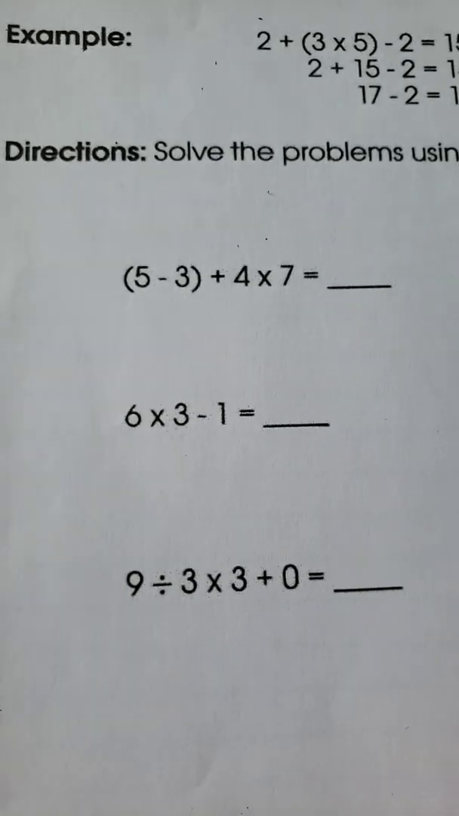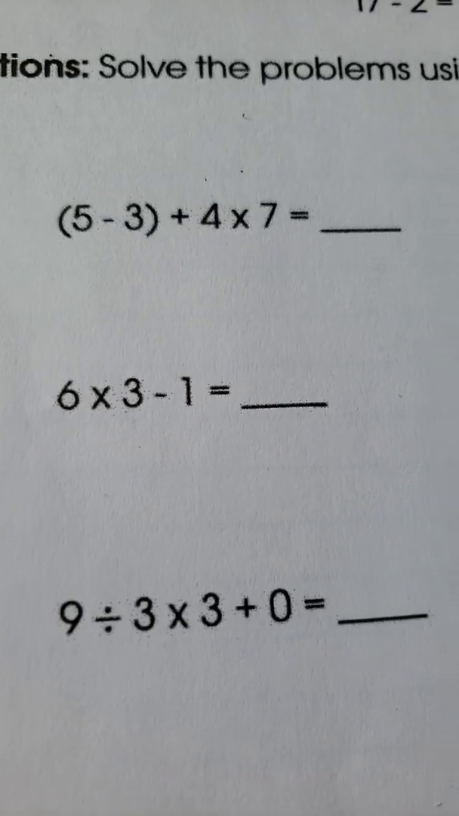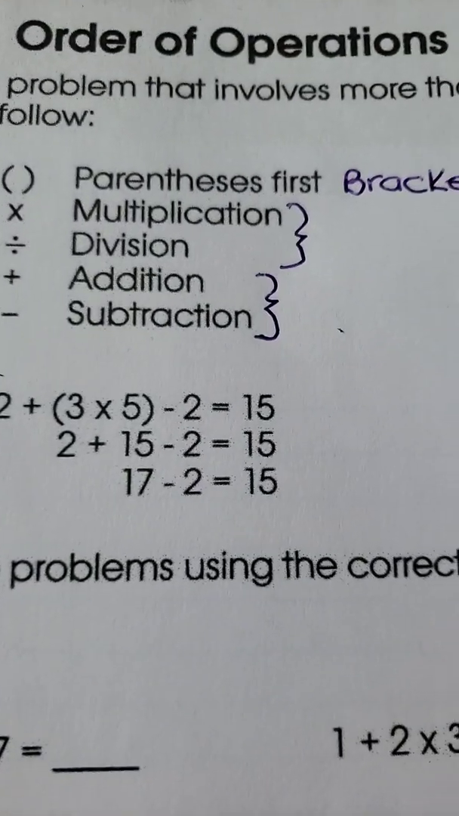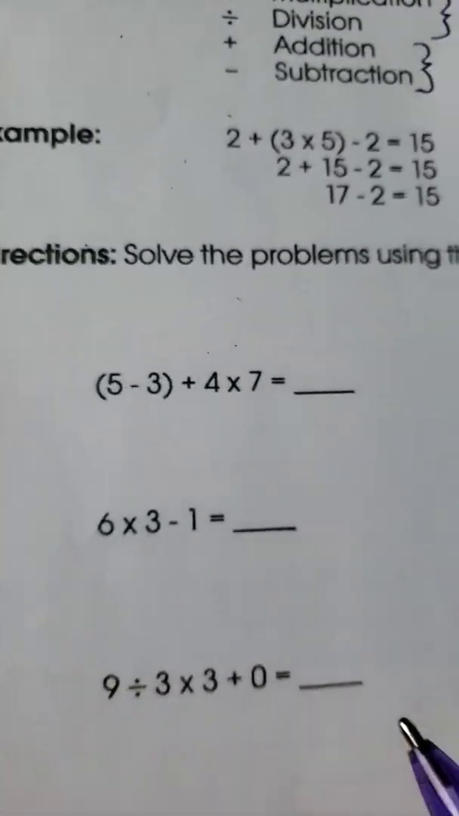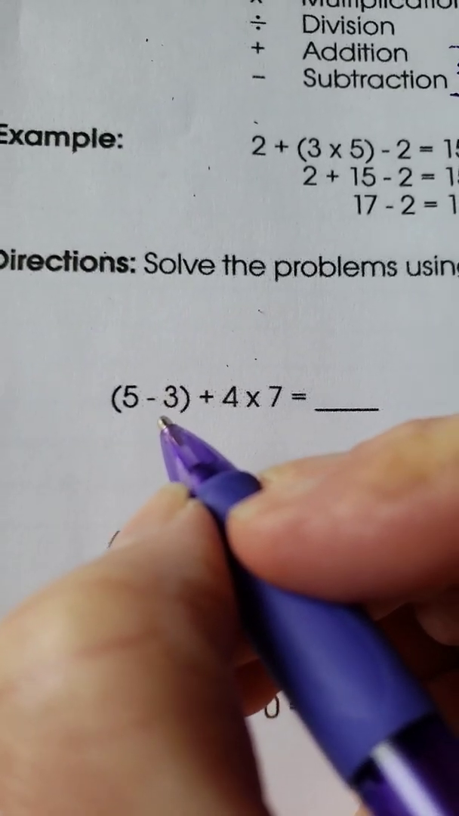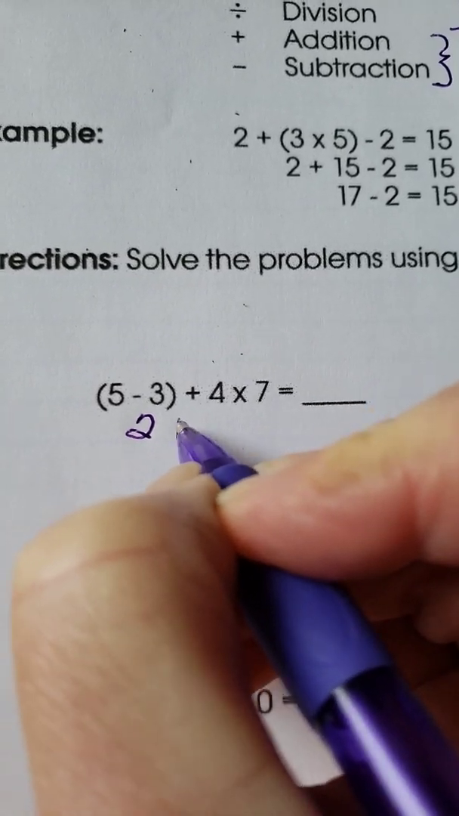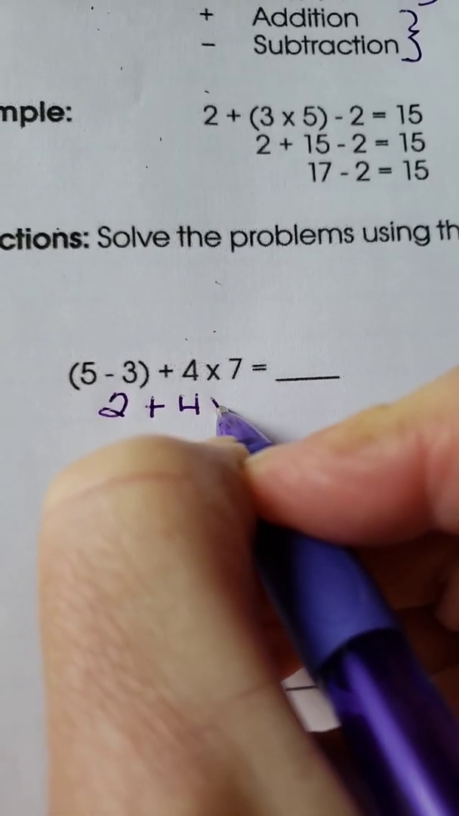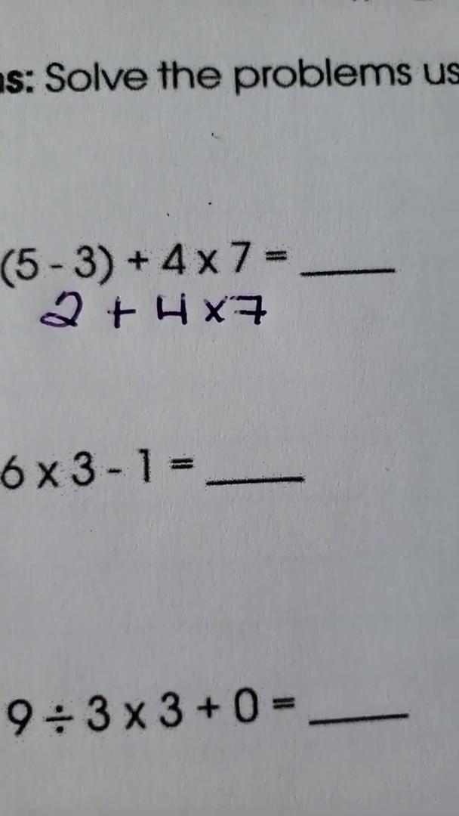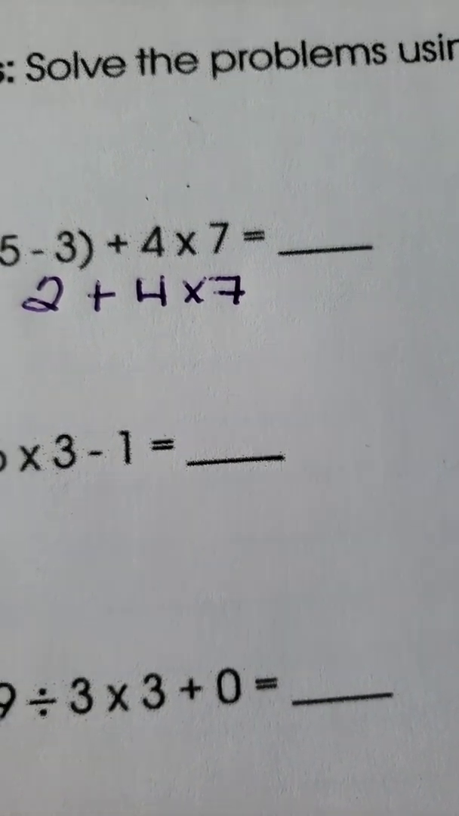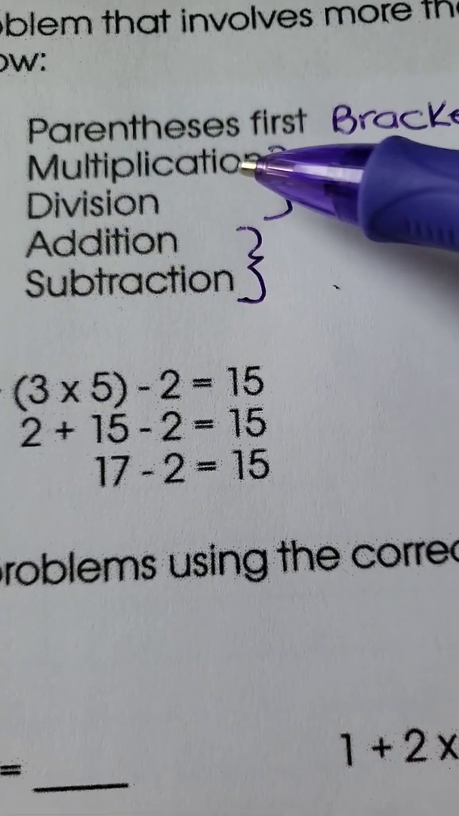So for this next question here, it says 5 minus 3, which is inside the brackets, plus 4 times 7. So when you look at our list here, you know that we're going to do the brackets first and then multiplication or division. So this question, it says 5 minus 3. So inside the brackets, the answer to 5 minus 3 is 2. And then I'm going to write the rest of the sentence, plus 4 times 7. So what would be the next part that I would answer? Is it going to be the multiplication or the addition? If you said multiplication, you were right.